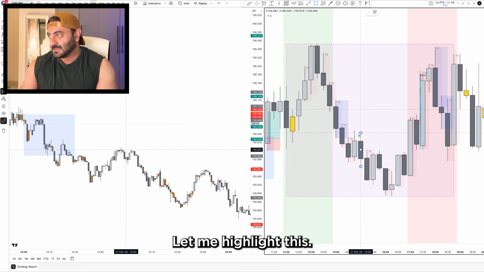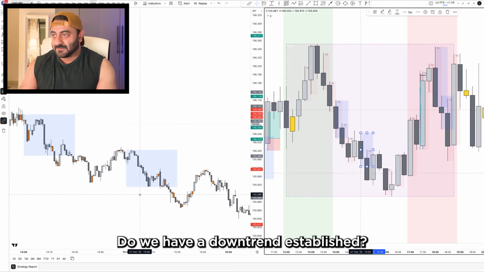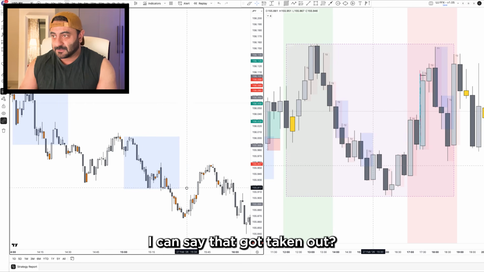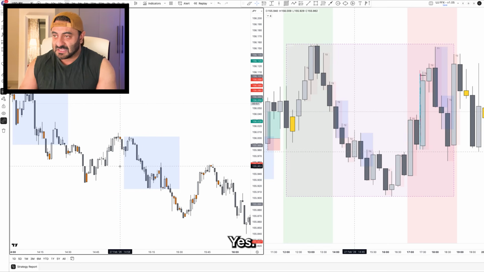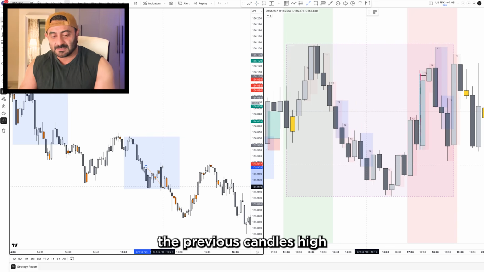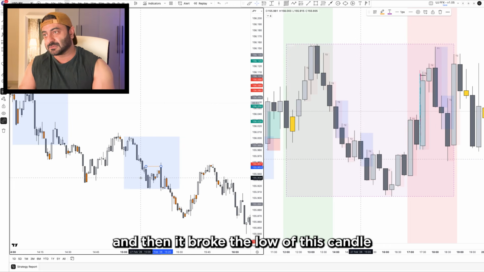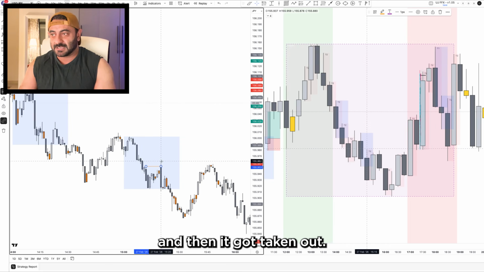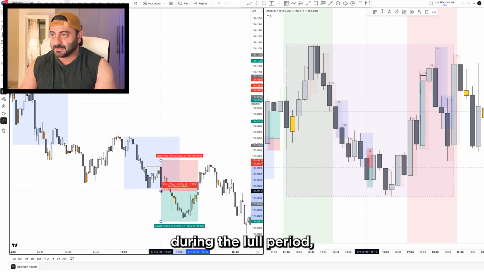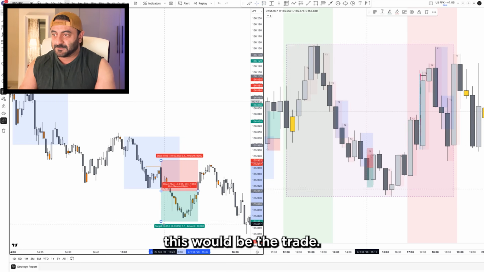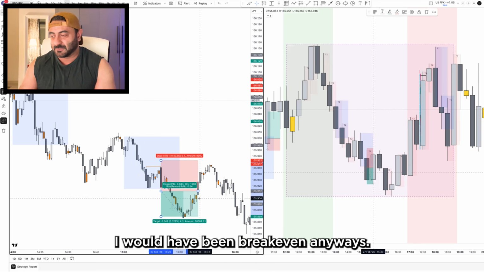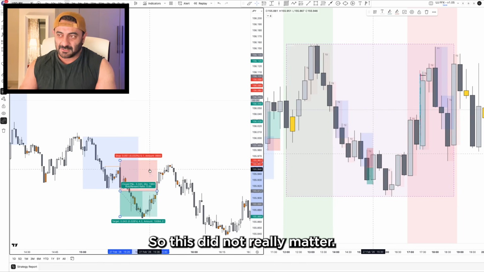Let me highlight this. Do we have a downtrend established? Yes. Is there any structural point I can say got taken out? Yes, you can argue. This would be one because it swept the previous candle's high and then it broke the low of this candle and then it got taken out. So for me, if I were looking to trade during the lull period, this would be the trade. But it did not give me a good return. By the time it would have come back, I would have been break even anyways. So this did not really matter.